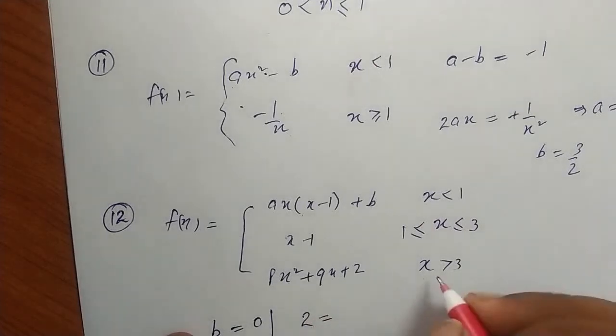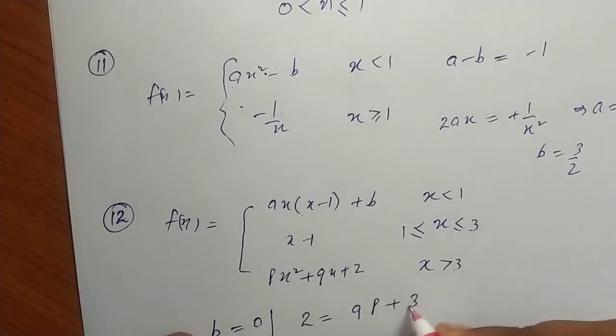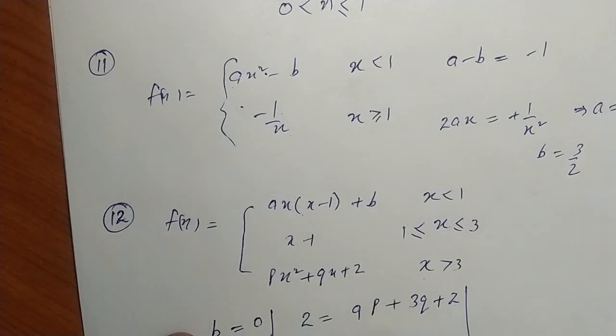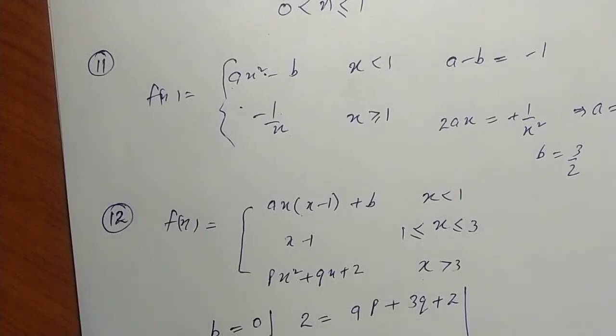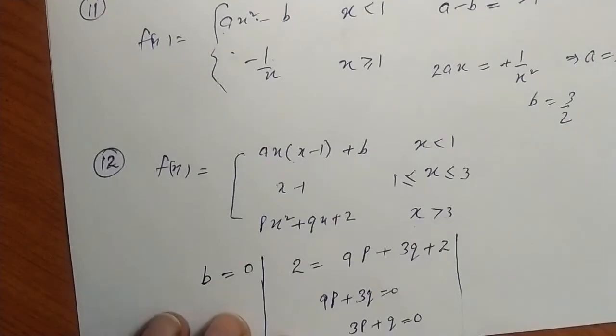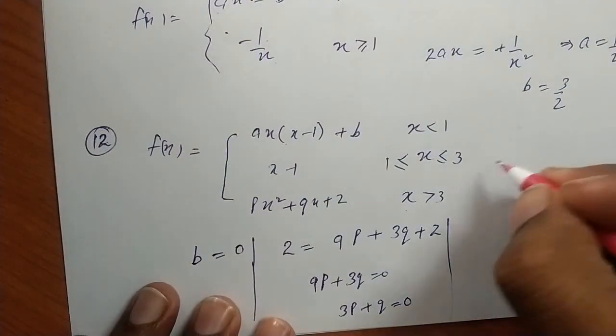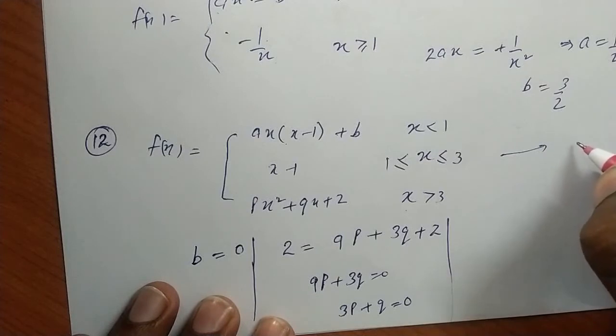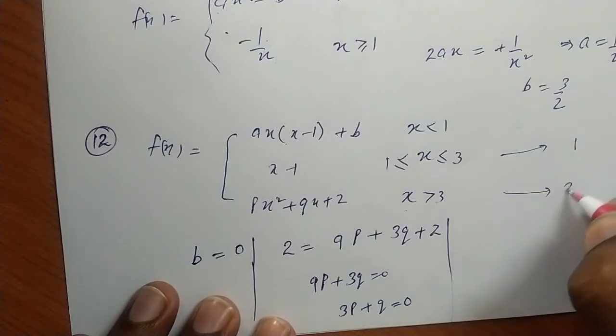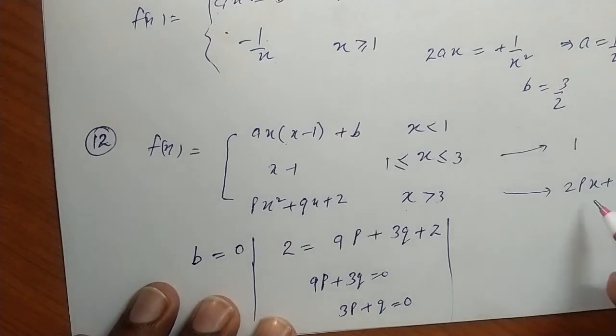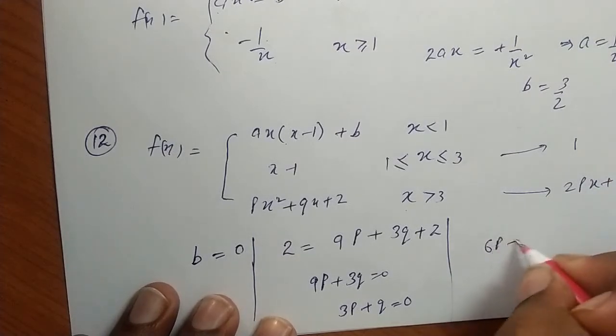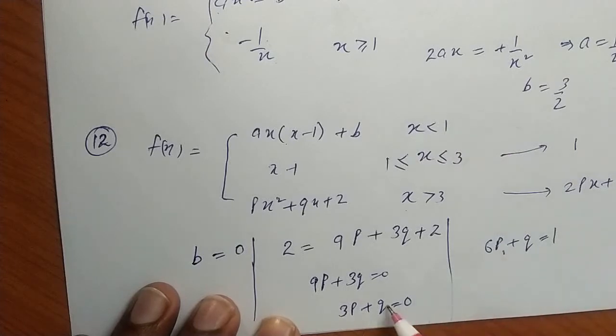we get 2 is equal to 9p plus 3q plus 2. So 9p plus 3q is equal to 0, or 3p plus q is equal to 0. We have one equation from over here. Now f dash is continuous at x is equal to 3. So first calculate f dash. f dash from over here will be 1, from this will be 2px plus q. So at x is equal to 3, this will be 6p plus q should be equal to 1. We can calculate the values of p and q from these two equations.